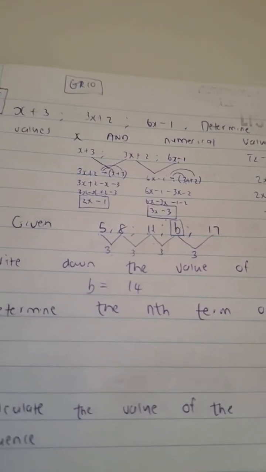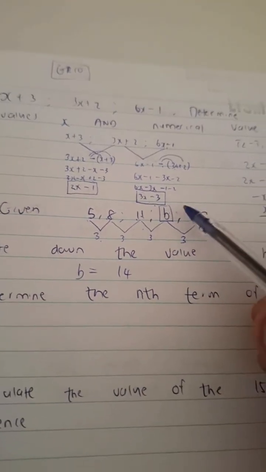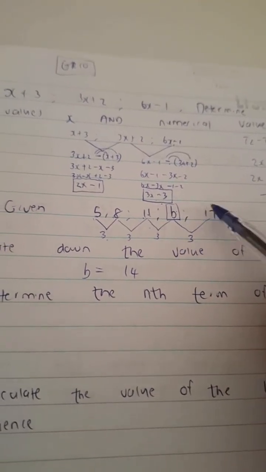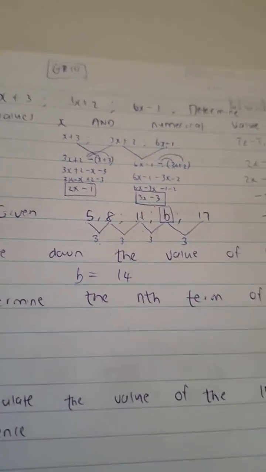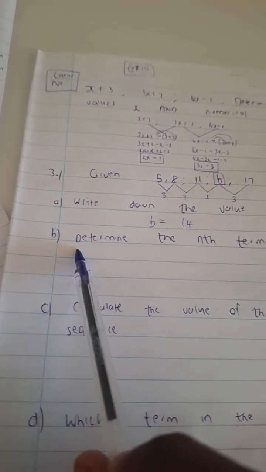In two ways, we see that B is 14, because when we add 3 to 11, we get 14. When we subtract 3 from 17, we get 14. So it makes sense that indeed B is 14. We can actually see that, no doubt. B, determine the nth term of the sequence. Determine the what? The nth term.